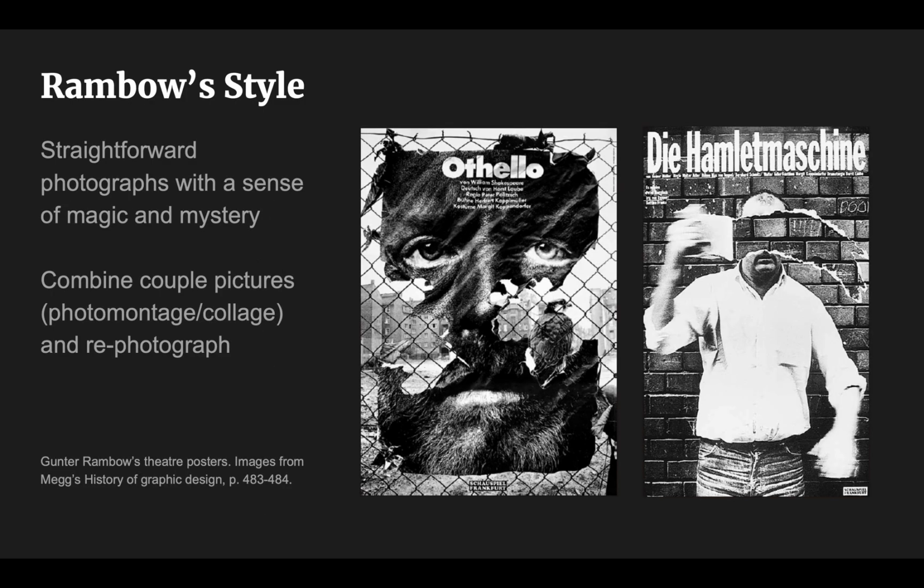Rambow often creates detailed photographs with a sense of magic or mystery, using collage and montages as a means of visualizing a new graphic reality. Images were created by using layers of pictures, combining, and creating a new illusionistic composition, and rephotographed.